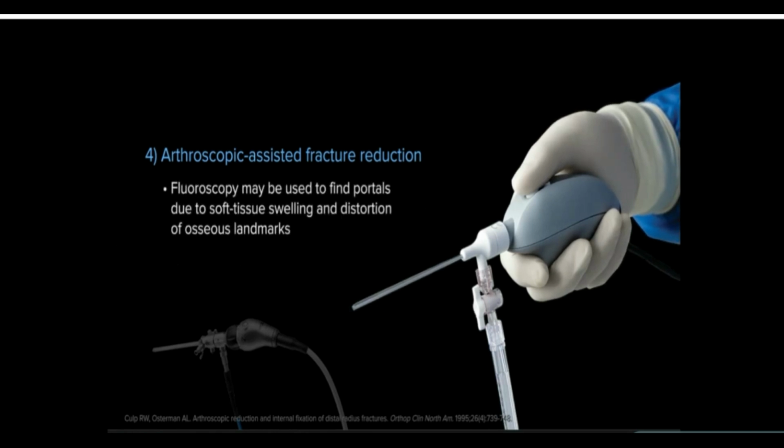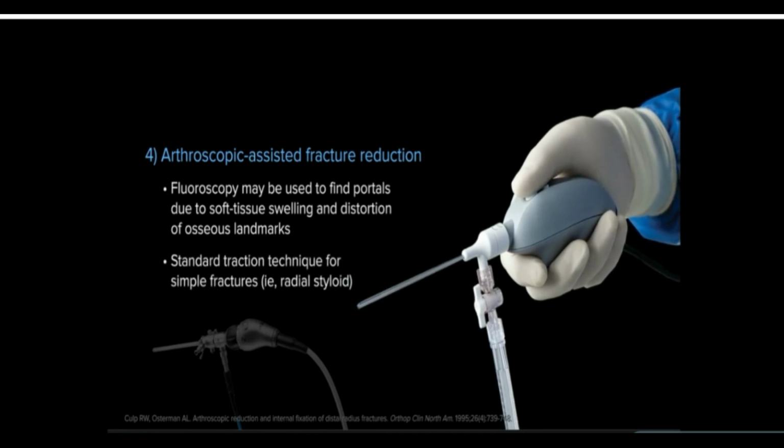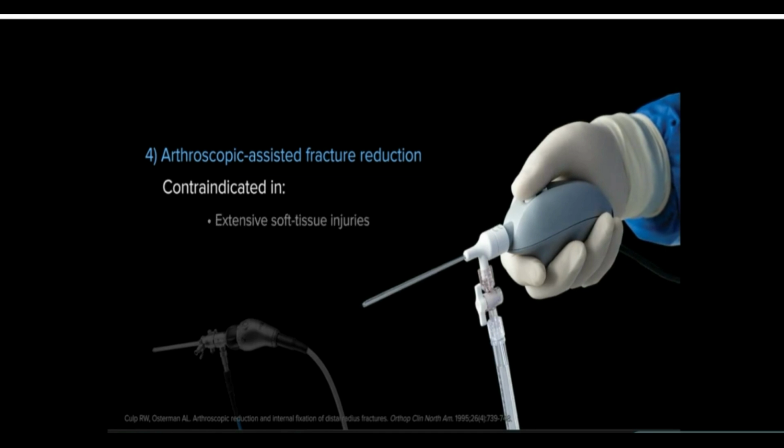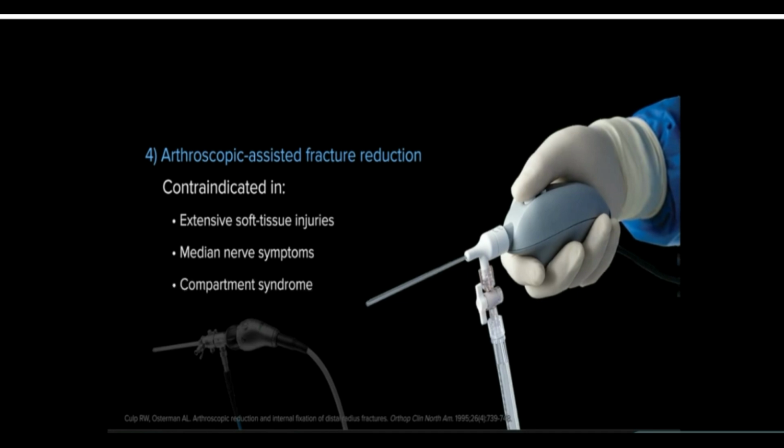Fluoroscopy can be used to find portals when there is soft tissue swelling and distortion of osseous landmarks. Standard traction technique may be used for simple fractures, such as those of the radial styloid. Arthroscopy is contraindicated for patients with extensive soft tissue injuries, median nerve symptoms, compartment syndrome, or an open joint.